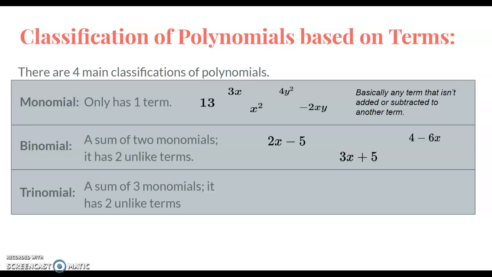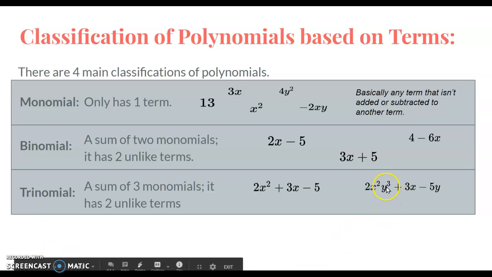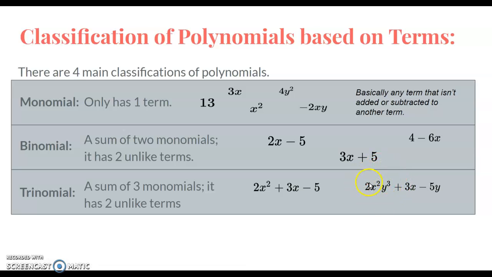Trinomials is another classification, a sum of three monomials. So putting them all together, 2x squared plus 3x minus 5, and of course this complicated one. And the reason it's only a trinomial is because this term right here is one term. It's a monomial term, and we're adding it to other different terms. So that is why it's considered a trinomial.